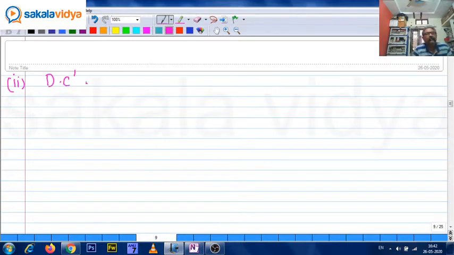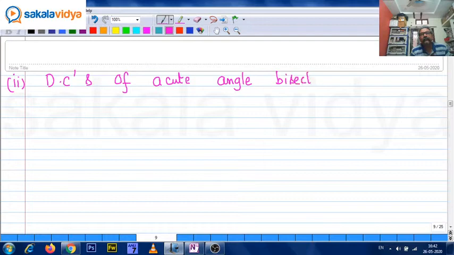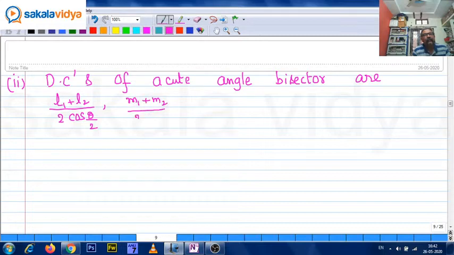direction cosines of acute angle bisector are L1 plus L2 upon 2 cos of theta by 2, where theta is the angle between the lines, acute angle, M1 plus M2 by 2 cos theta by 2, comma N1 plus N2 upon 2 cos theta by 2.